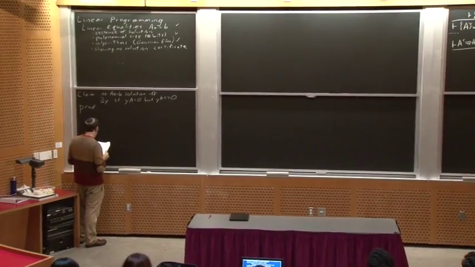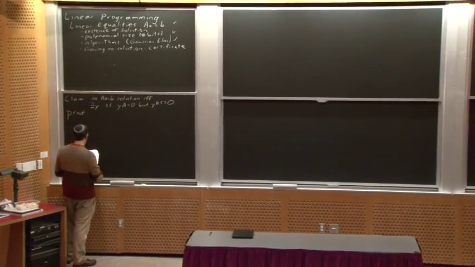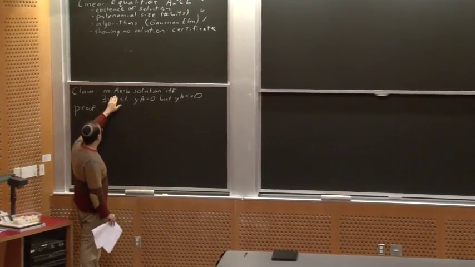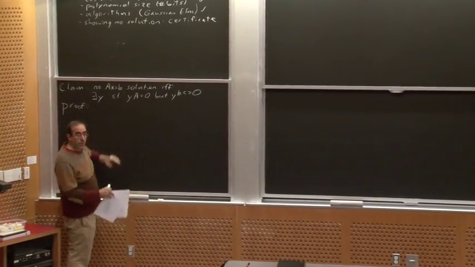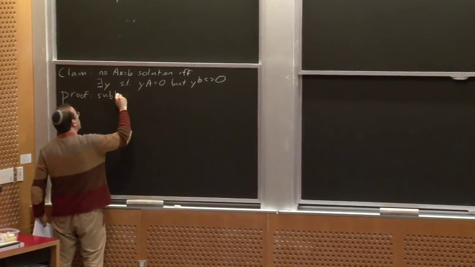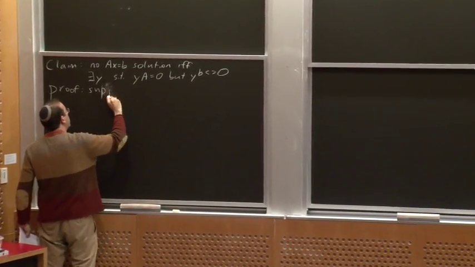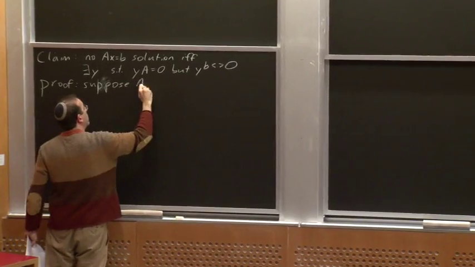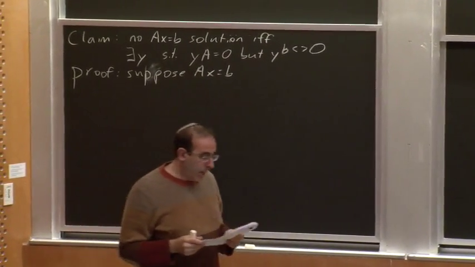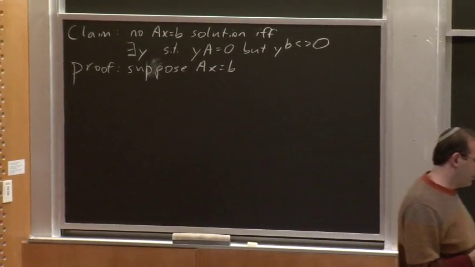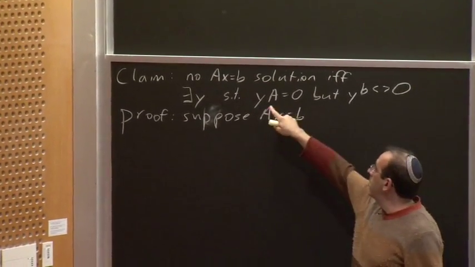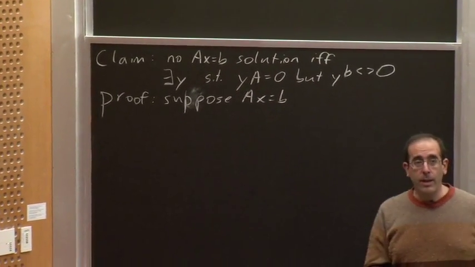Well, this question asking for an A, we need to prove it in both directions, right? So let's suppose we have a solution in ax equals b. I want to prove then that there is no y satisfying these two conditions.